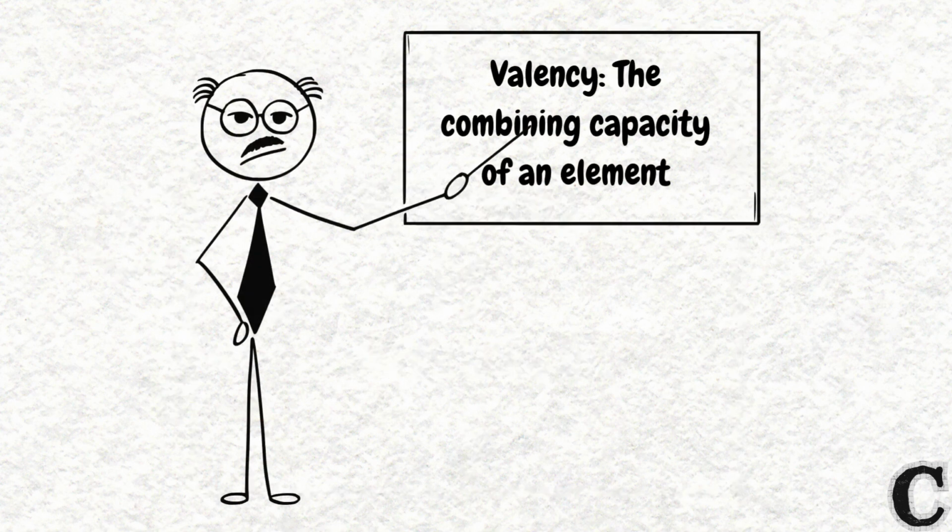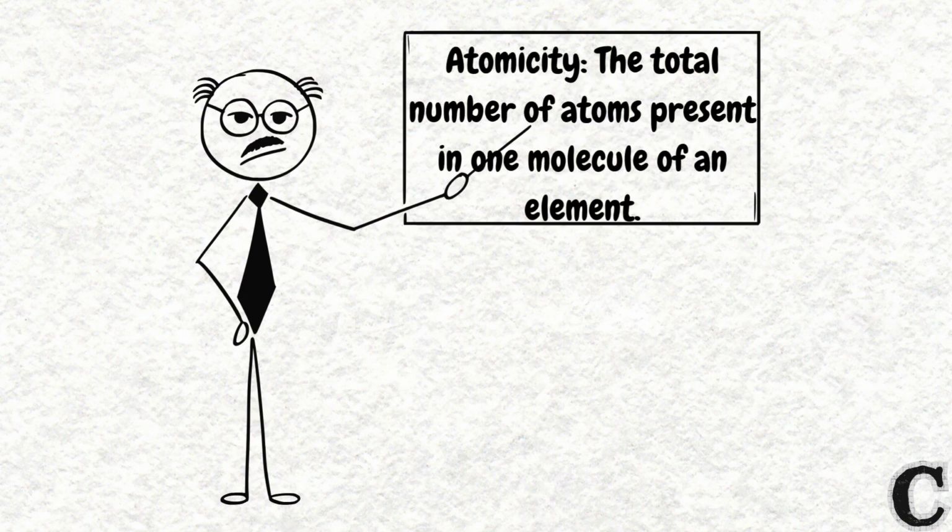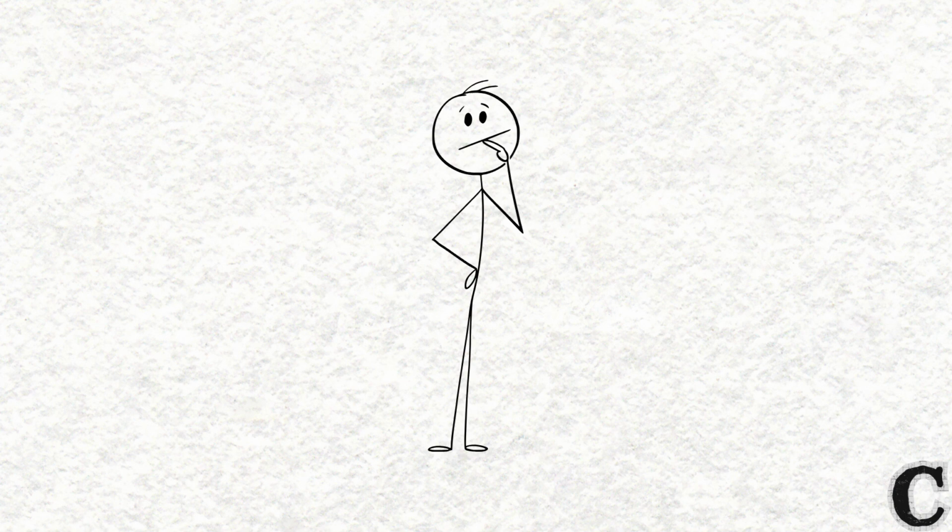At school, you may have heard, valency equals combining capacity of an element. Atomicity equals number of atoms in one molecule of an element. Sounds simple, but what's the real difference?